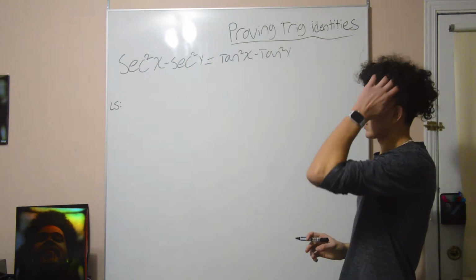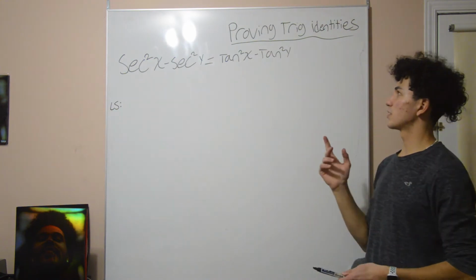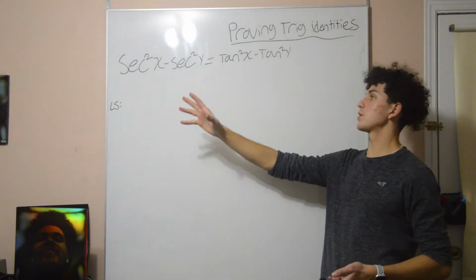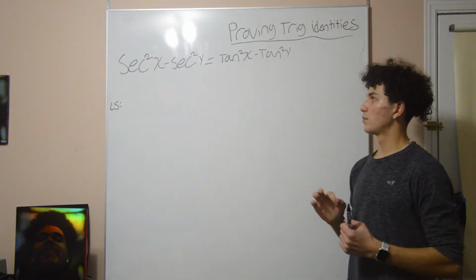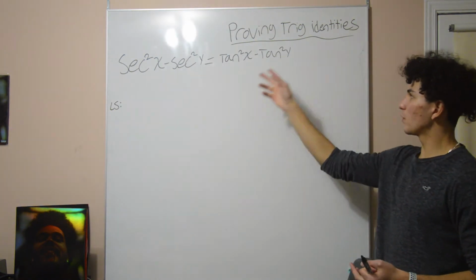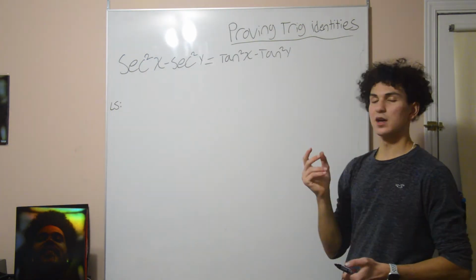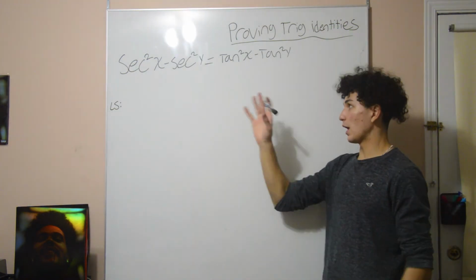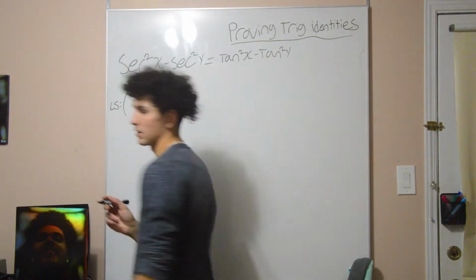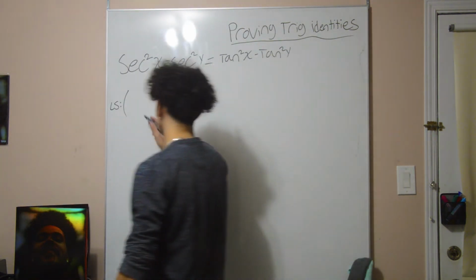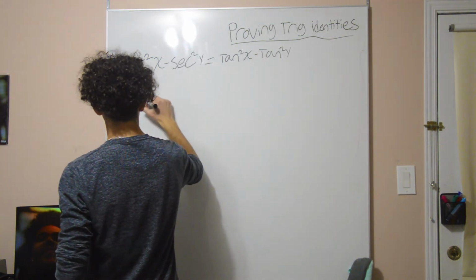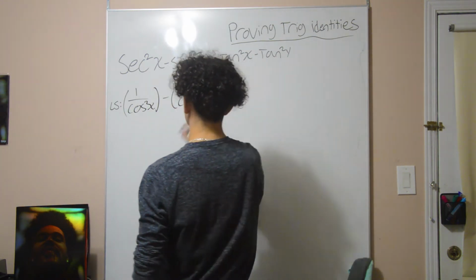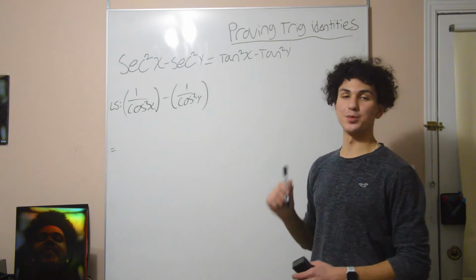Here we have secant squared x minus secant squared y is equal to tan squared x minus tan squared y. Now, here we might be inclined, oh cool, that's a difference of squares. It is, but each side is a difference of squares. So do we really have to? No, we don't. Secant is 1 over cos of x. So we're just going to change this to 1 over cos squared x minus 1 over cos squared y. Sorry about that, I made a mistake. That should have been a y.